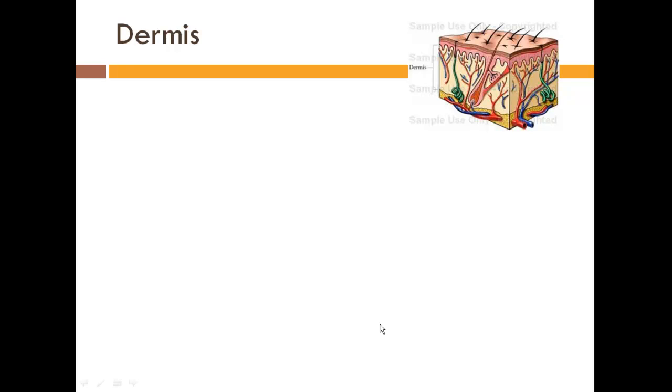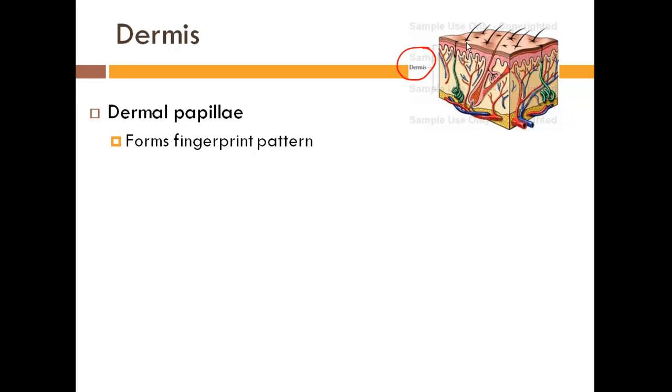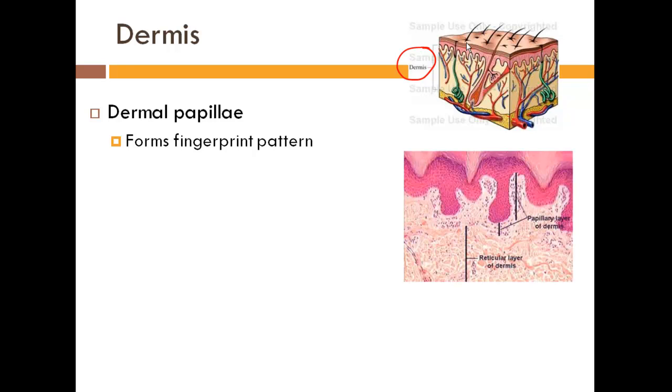Now let's move on to the dermis. You can see already the dermis does have a lot more different things in it than the epidermis. The first is the dermal papillae, and those are the ridges that you see in bright pink all along here, and they help to form your fingerprints.